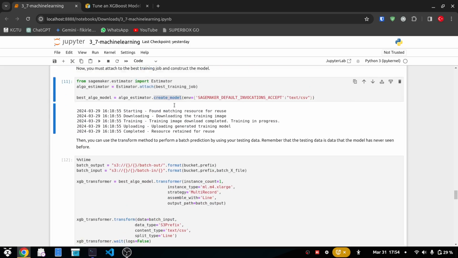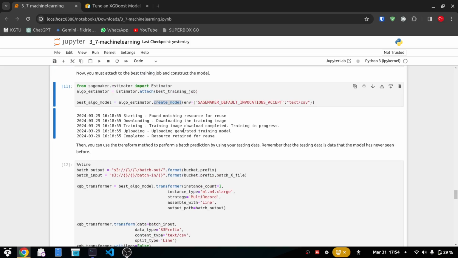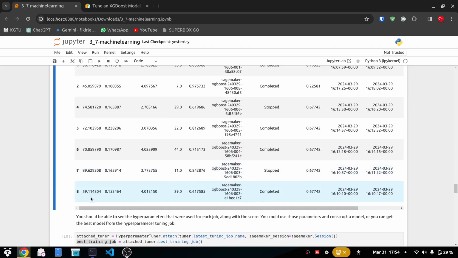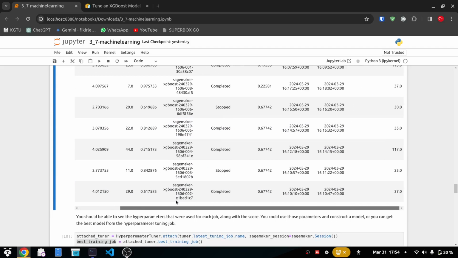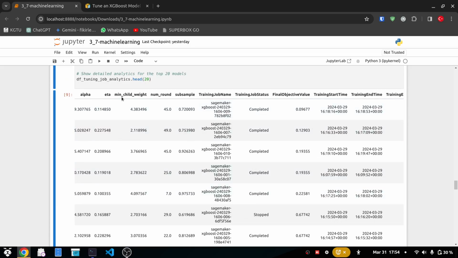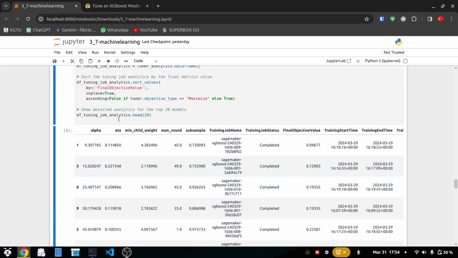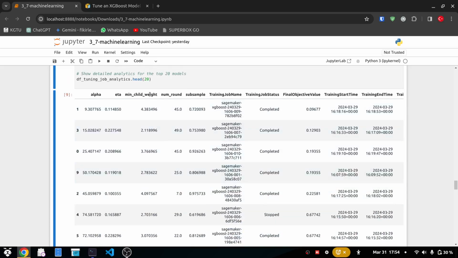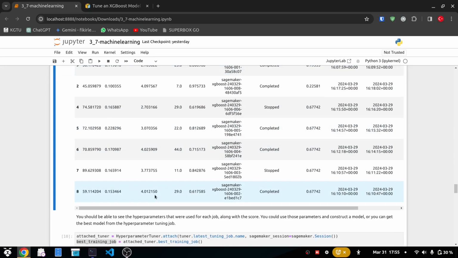Then that way we are downloading the training image. So yeah, instead of going, for example, the 8th training is the best one, let's say. Well, instead of going like its hyperparameters are, for example, alpha value is this, and ETA is this, and minimum child weight is this. Let me train a new model using these parameters.